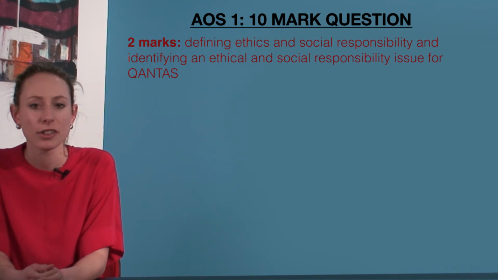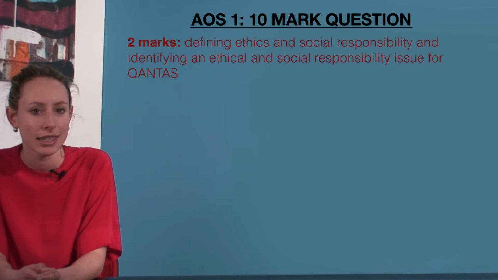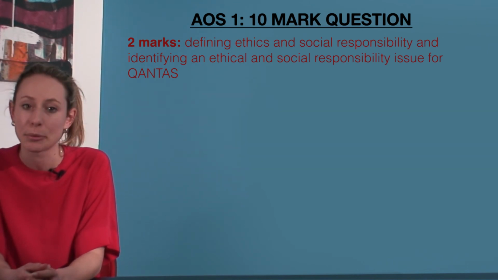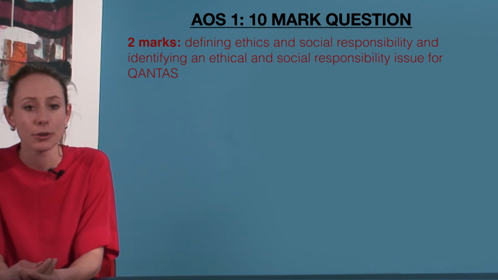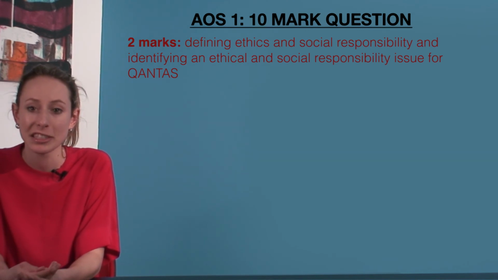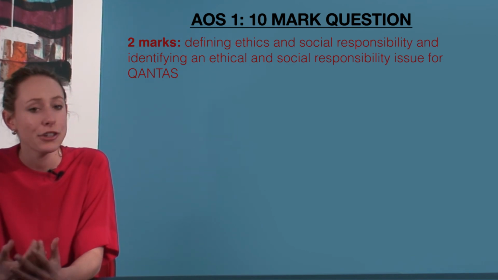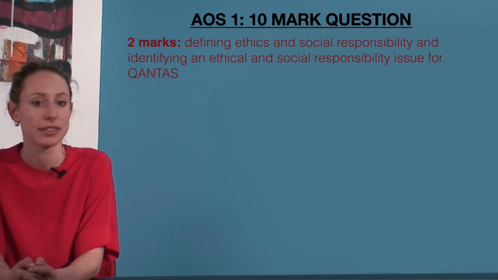A further 2 marks could be allocated to the identification of an ethical and social responsibility issue. This can be assumed, as identify questions are typically worth low marks, as stated previously. This can include a definition of ethics and social responsibility, and also reference to a specific event considered an issue. The issue chosen should specifically relate to Qantas.